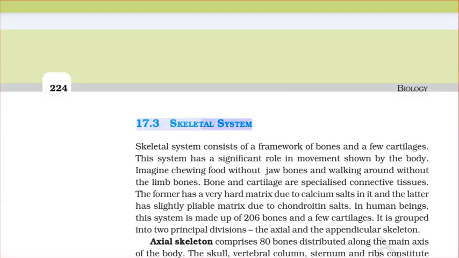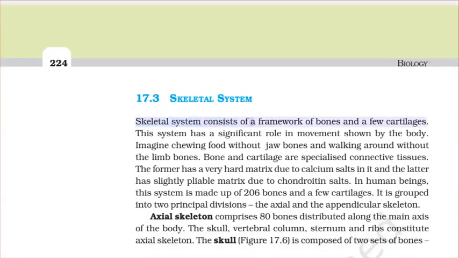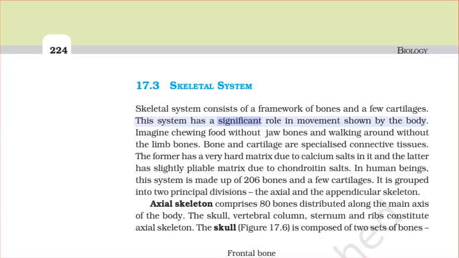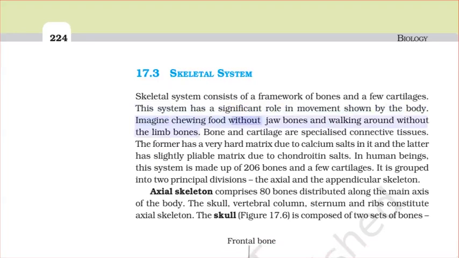Skeletal system. The skeletal system consists of a framework of bones and a few cartilages. This system has a significant role in movement shown by the body. Imagine chewing food without jaw bones and walking around without the limb bones.